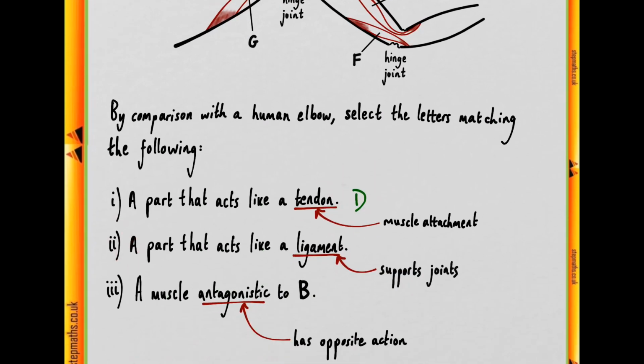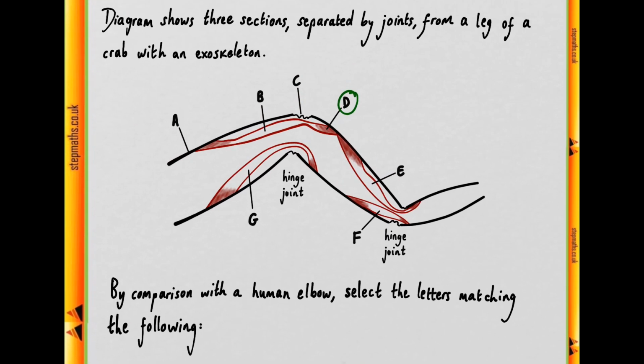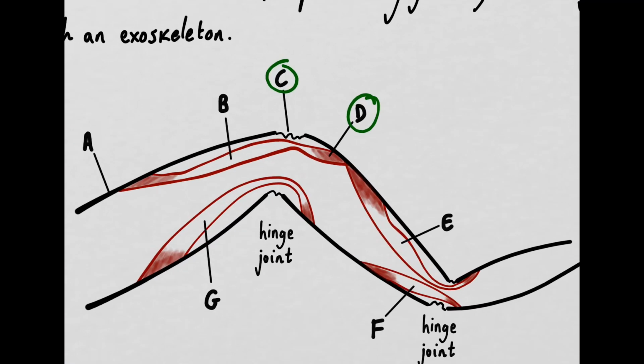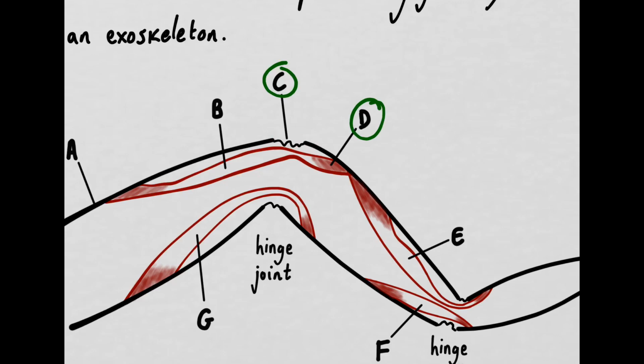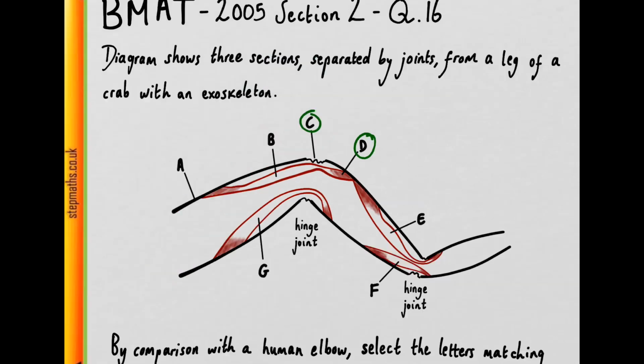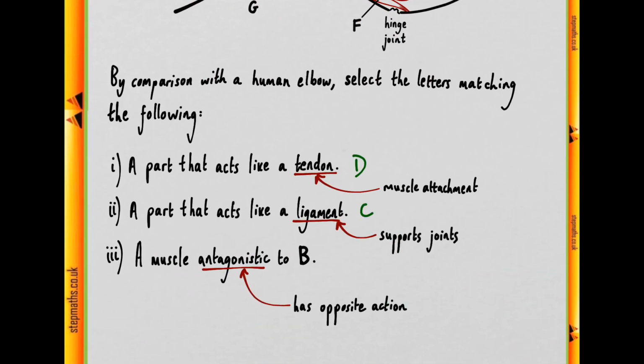Moving on to two, a part that acts like a ligament. So what part supports the joint? Well, we have a series of hinge joints here, so therefore C seems an example of a ligament supporting that joint and not letting it collapse. So C is a ligament.